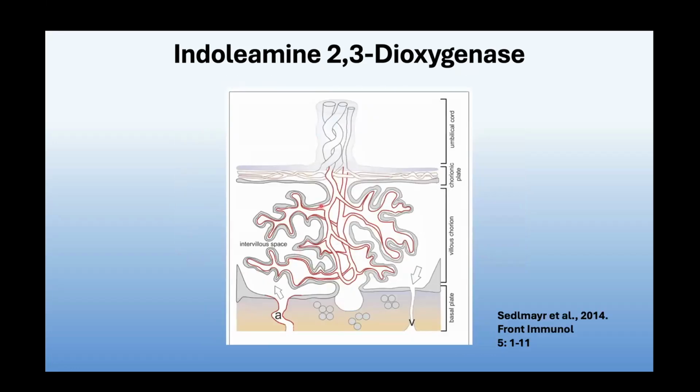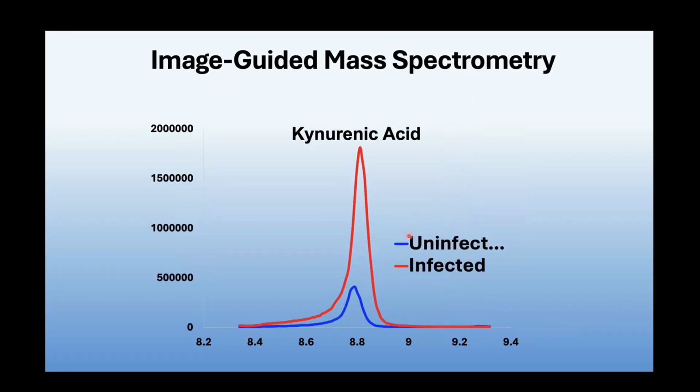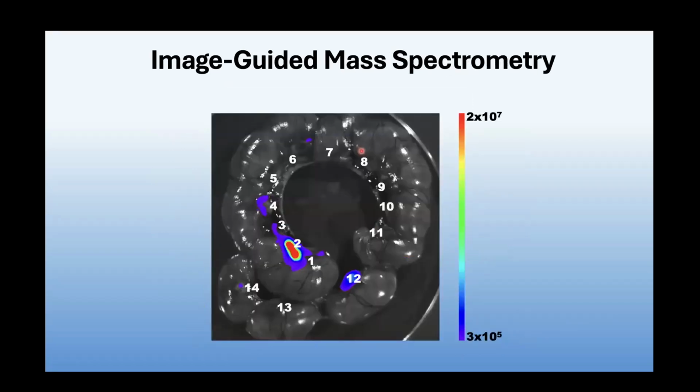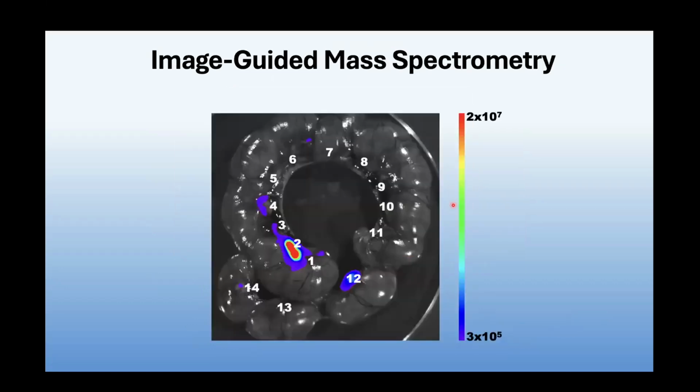Here's the expression of IDO. This was done by these people. It's found in the villi of the placenta. So a very interesting upregulation. And we can do image-guided mass spectrometry. So we take some of these placentas and look and see what's in them. And sure enough, we find elevated kynurenic acid. So this is related to kynurenine, which is one of the metabolites in the IDO1 pathway. So we're very interested in that.